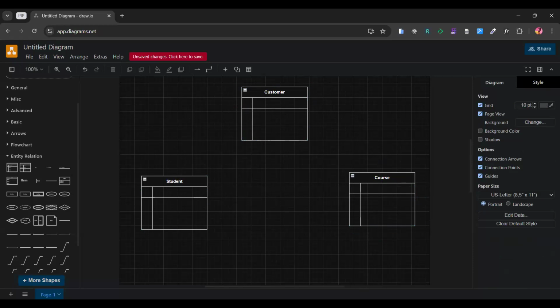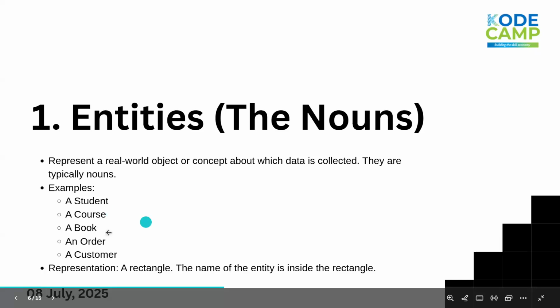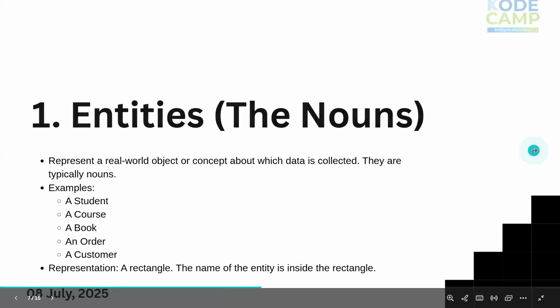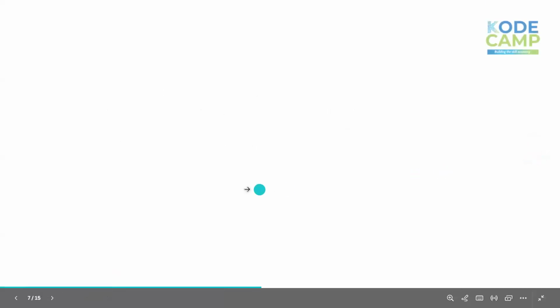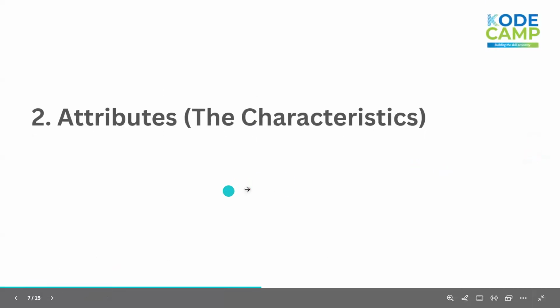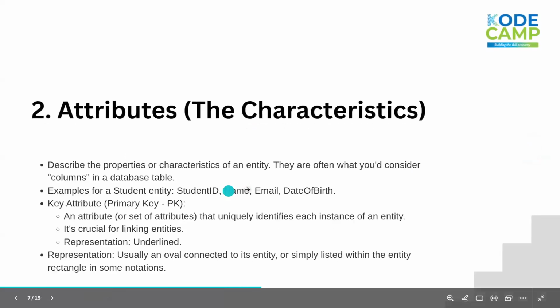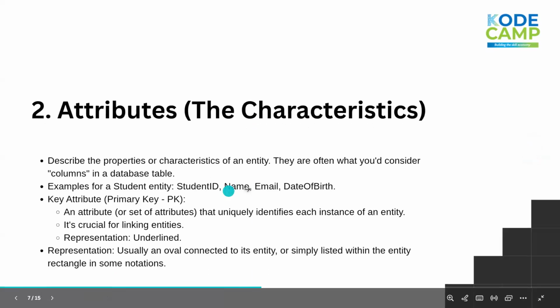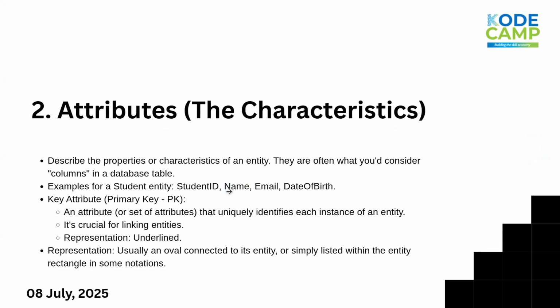Let's go over to the next. All right, so after entity examples, we have the student, the course, the book, an order, a customer. All right, next is attributes, right? If entities are nouns, then I describe those nouns. So they are the pieces of information you want to store about an entity.